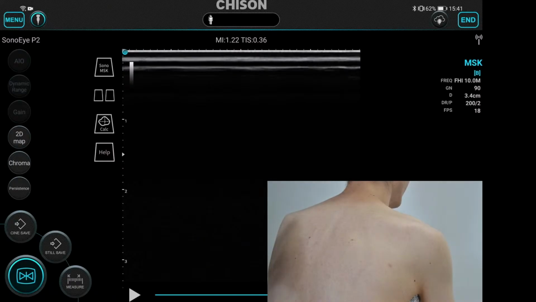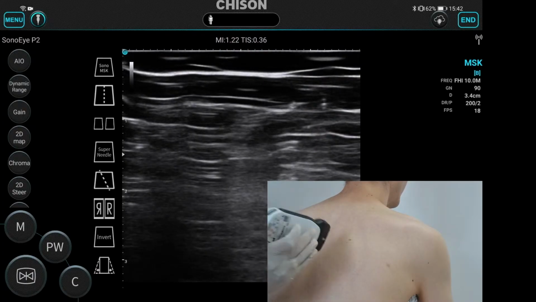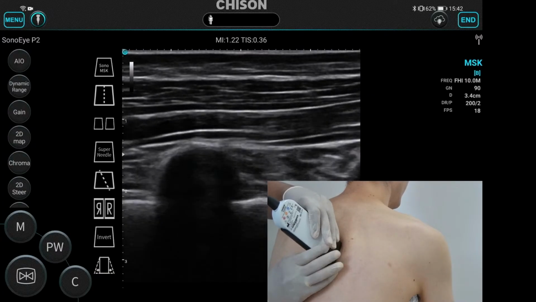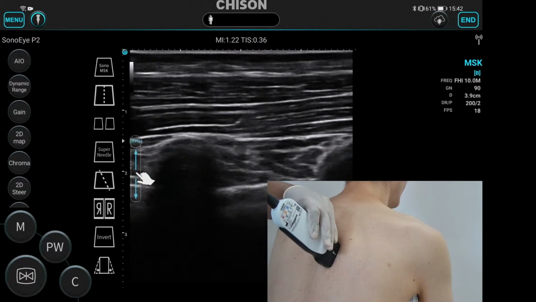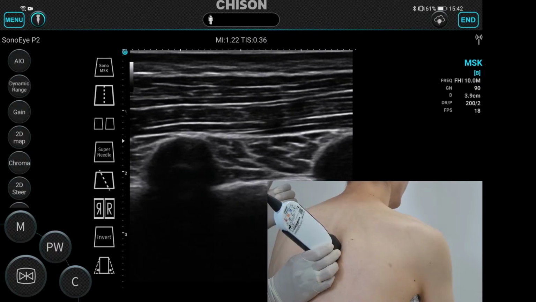Okay, so now how to scan this one? Again, we have the SonoEye transducer over here. You can see we have the orientation marker. Always use the orientation marker to orient yourself. Place your transducer on the patient, adjust a little bit. So now in the image you might be able to see very beautiful imaging.